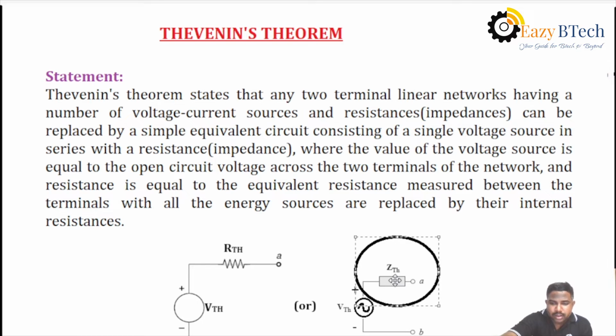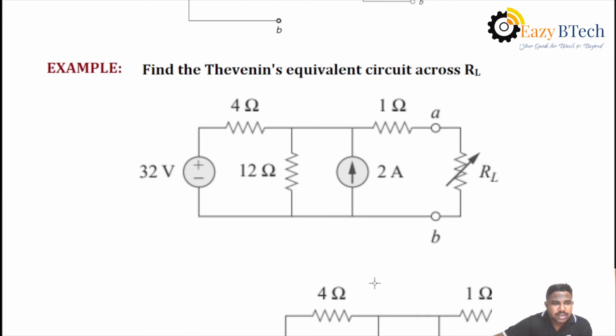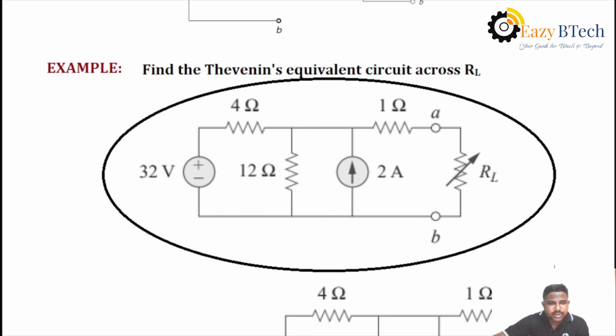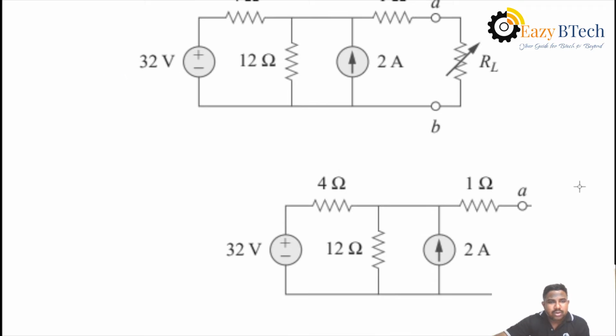Then I can explain Thevenin's theorem by taking a simple circuit here. Consider this circuit; this is the given circuit. The load resistance RL value is not given, but you have to find the Thevenin's equivalent circuit across the terminals AB, that is, across RL. Then, what is the first step?